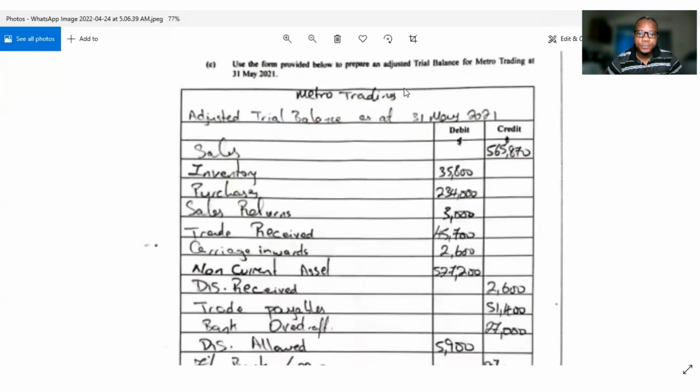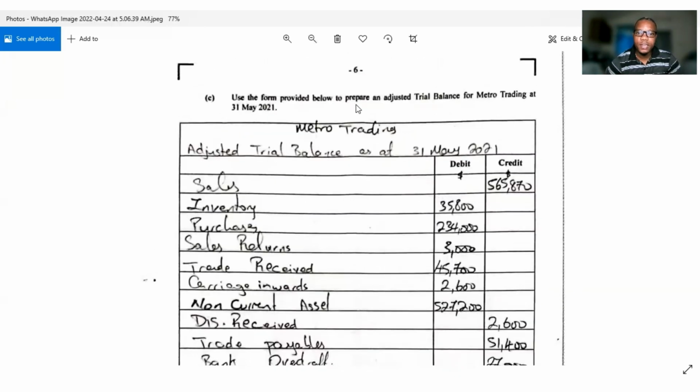So here it is. It says, using the form provided below, prepare an adjusted trial balance for Metro Trading at the 31st of May. What you need to know to do this question are the principles concerning the trial balance. And if you don't know how to do a trial balance, you can check out my video. A link is in the description below.